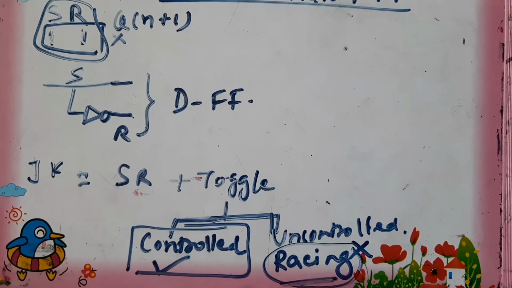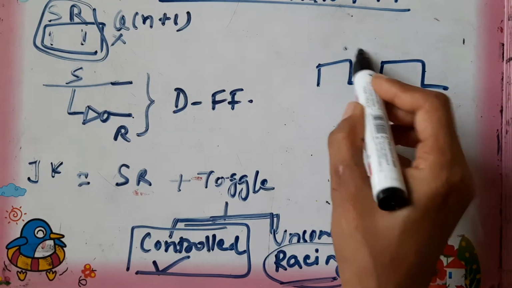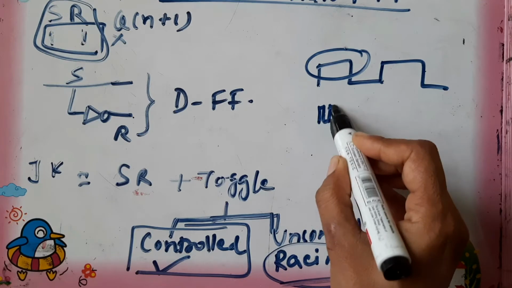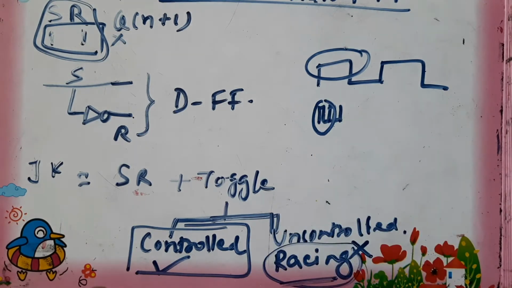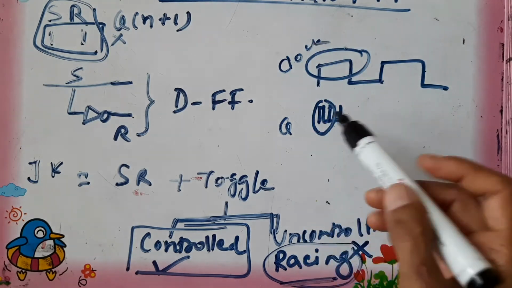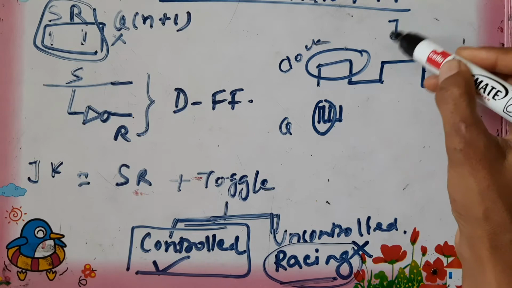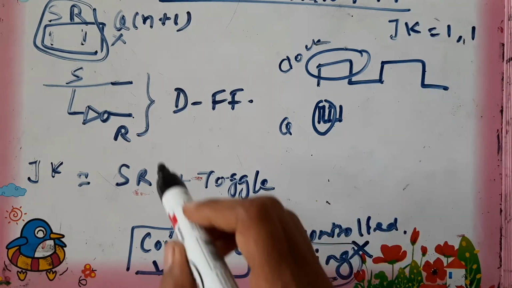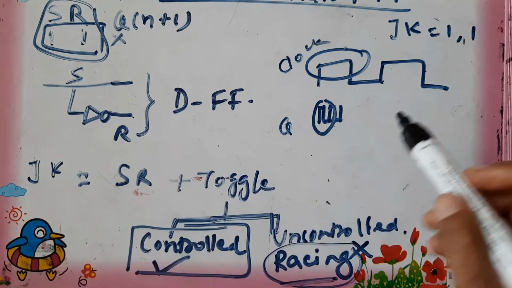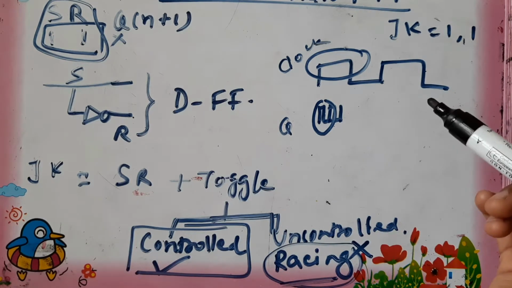See, the reason for racing was that the clock on time is higher than the propagation delay. This is the propagation delay of the flip-flop, and this is the clock. Whenever we make J and K 1-1, at that time, if the propagation delay of the flip-flop is very less compared to the clock on time, then racing will occur.